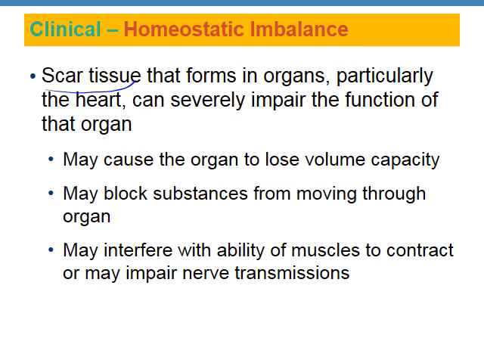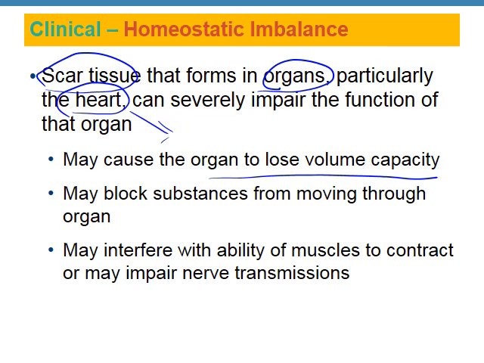For this clinical slide, I want to point out the importance of scar tissue that forms in organs. So remember, scar tissue is where you lose the functionality of that particular tissue. So in the heart, this could be a problem. So what happens if you have scar tissue in the heart? You could lose the volume capacity, so the heart's ability to hold blood. You could block substances from moving from one area to the other. In the heart, that would be a problem. And then you can also interfere with the ability of a muscle to contract, or in terms of the nerves, with nervous cell transmission to that muscle in order for it to contract.